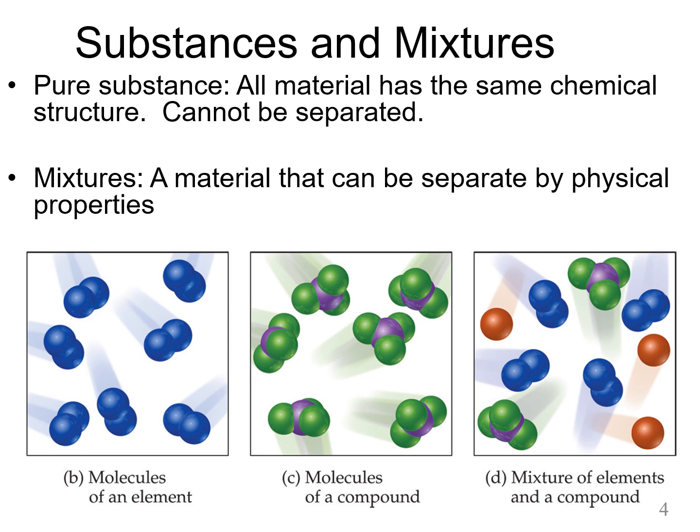When we say something is a pure substance, we're essentially saying it cannot be separated. All material has the same chemical structure. So in this case, in blocks B and C, all the chemicals in B are the same. We physically cannot separate them. Same thing with all the molecules in C are the same. We physically cannot separate them. Now, we could tear these molecules apart to separate the purple and the green atoms, but that would be a chemical reaction.